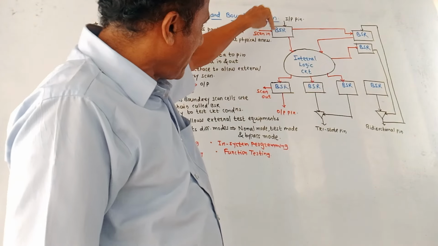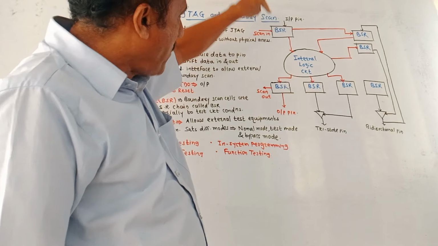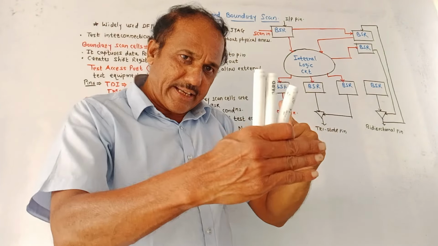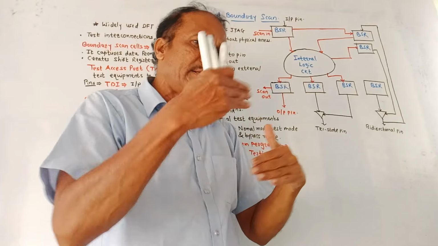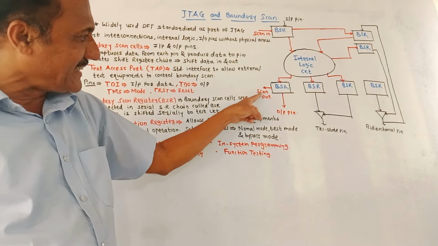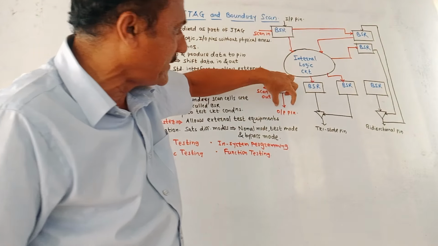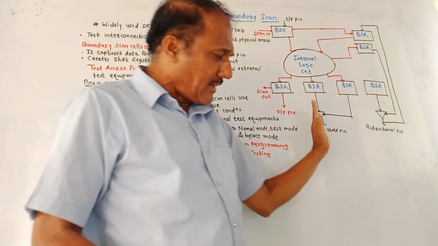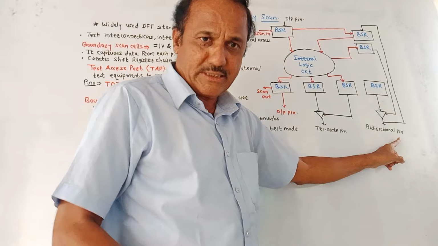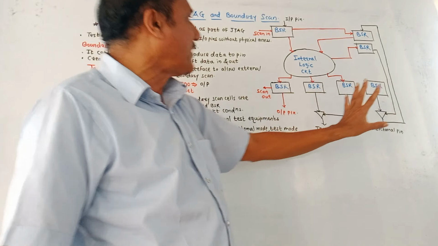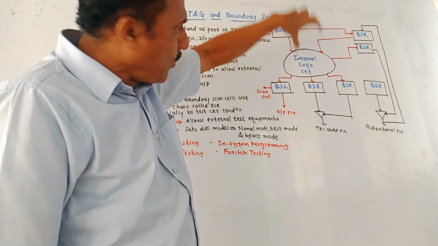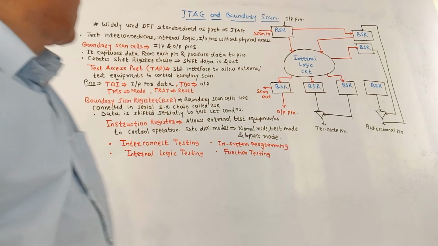The major block is the BSR, that is boundary scan register. This is the scan input. We have to apply the data. Data will be shifted serially, and after scanning, the data is taken out from the scan output. This is the input pin. This is the output pin. Then certain tri-state pins are also shown, as well as certain bidirectional pins which make the movement of data in both directions. This is the internal logic circuit, and we want to test this particular circuit.